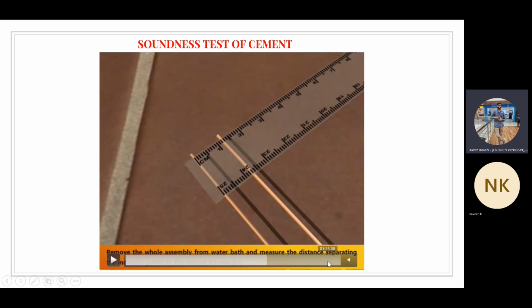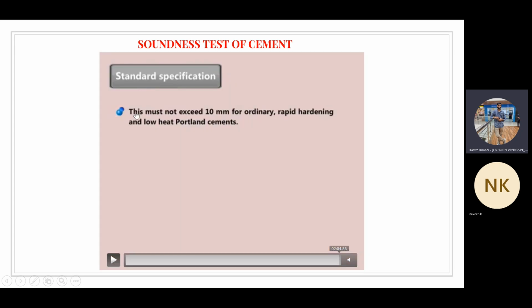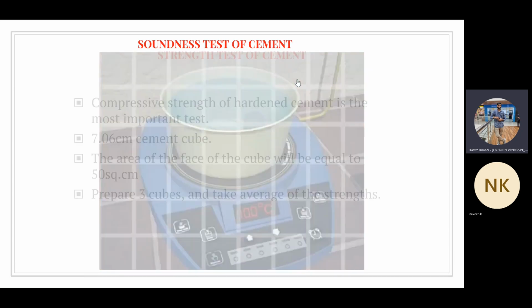So whenever you do the test, the difference between the two needles should not exceed 10 mm, or 1 centimeter. This must not exceed 10 mm for ordinary Portland cement, rapid hardening cement and low heat Portland cements. So that's how you're going to do the soundness test of cement.